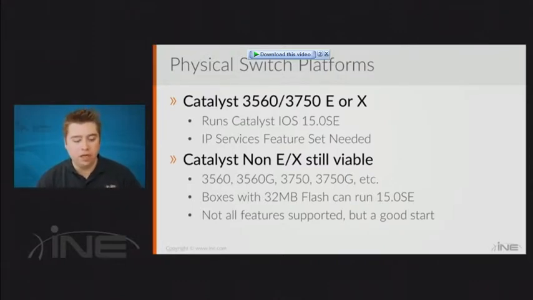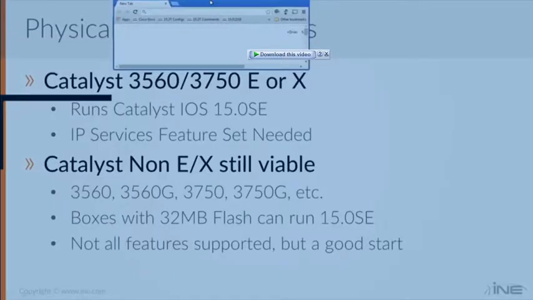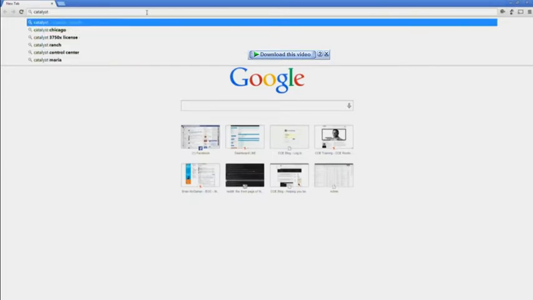Now, in terms of the older switches, if you have a regular 3560 or regular 3750, you can still run IOS 15, but there's one catch here. It has to be on the part numbers that have 32 megs of flash, and not all of them do. So, before we move on to this, let me actually show where you can find this. If we go to, let me just search for this, the Catalyst 3750 release notes.